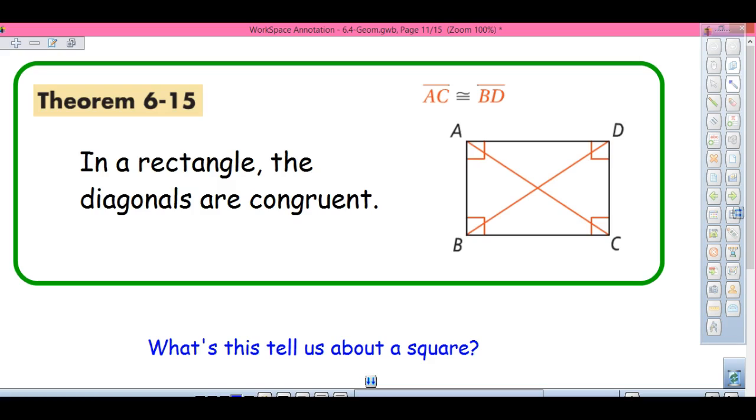Okay, rectangles. What did we say a rectangle was? A parallelogram with 4 right angles. Yep. Now in a rectangle, the diagonals are congruent. Wait, isn't that already a thing? No, diagonals bisect each other, but they're not necessarily congruent.